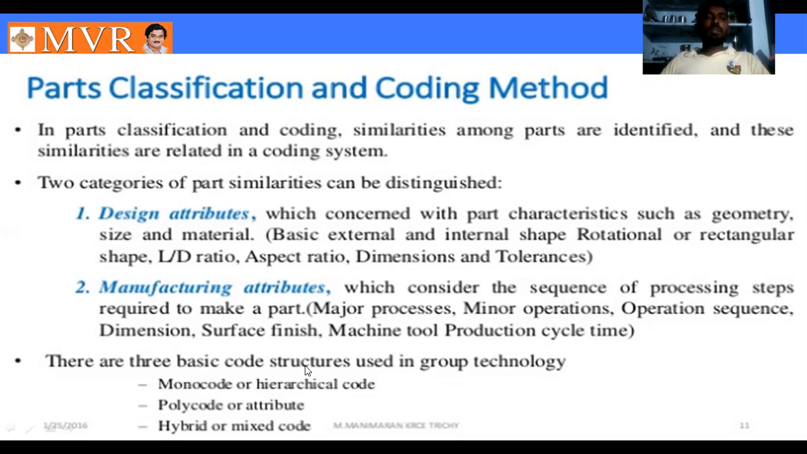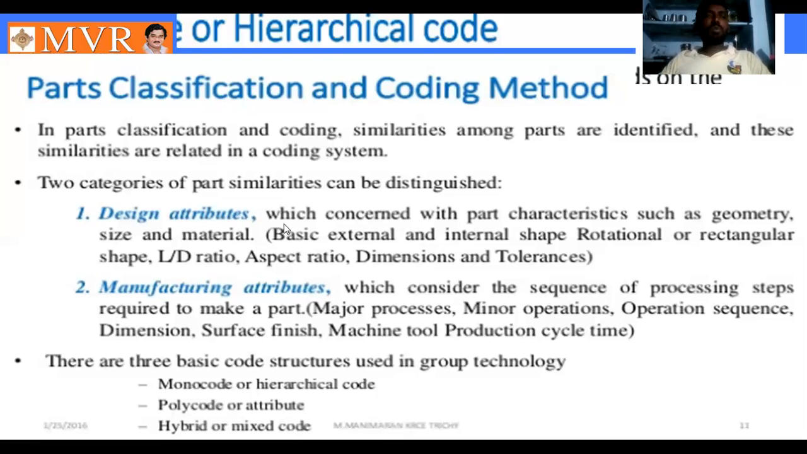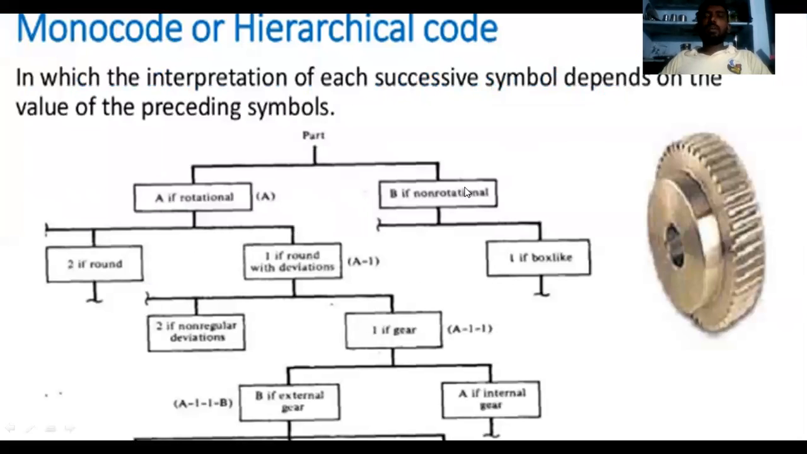So there are three basic structures. Actually, in group technology we have three types of coding systems. The first is monocode or hierarchical code, then polycode, and then hybrid or mixed code. The first one is monocode. For example, using monocode to manufacture a gear, these are the codes, used step by step.